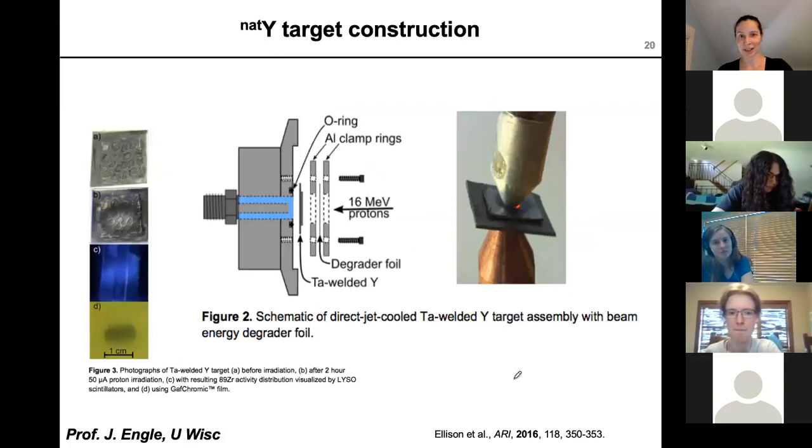So here again is your setup. Here you can see again, here's the target. This is a good side-on view. The yttrium target is this top target here that's sitting up and is welded onto the tantalum. That's the backing here. So our nuclear reaction occurs here where it's being irradiated with the incident beam. What you see here on the left is before irradiation, after irradiation. And then you can also visualize where the produced zirconium 89 is localized on this plate. This is what it looks like. This is how it's mounted on the target surface with respect to the incident beam.